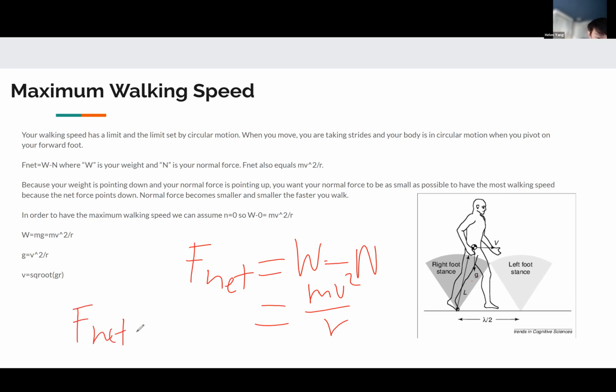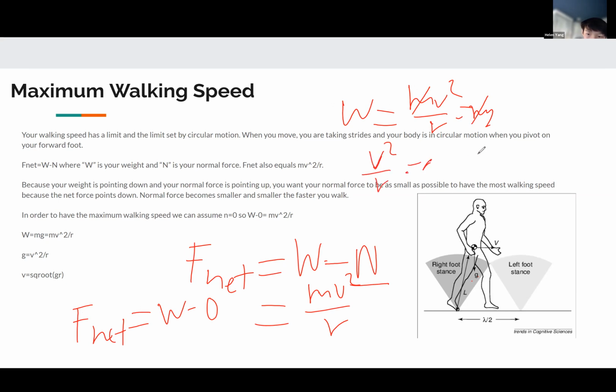So the net force is equal to W minus 0, since we're making the normal force 0, and that means the net force is equal to the weight, which is equal to mv squared over r, and we know that the weight is equal to mg. So we cancel those out, and we get v squared over r equals g. So we find that the maximum walking speed is root g times r, and r in this case would be right here, the distance of your leg, the length of your leg.